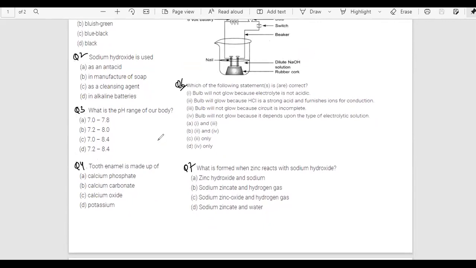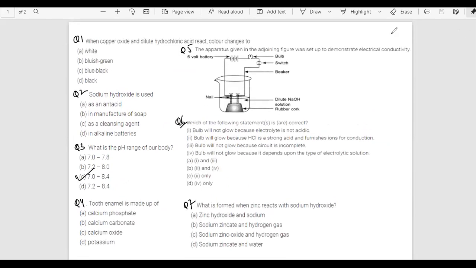Tooth enamel is made up of calcium phosphate. Yes, calcium phosphate is the correct option. Tooth enamel is the hardest substance that forms the outer covering of the tooth, and it is made up of calcium phosphate.